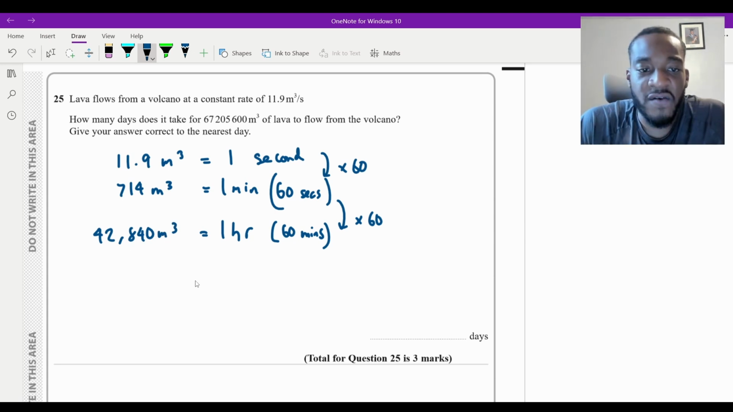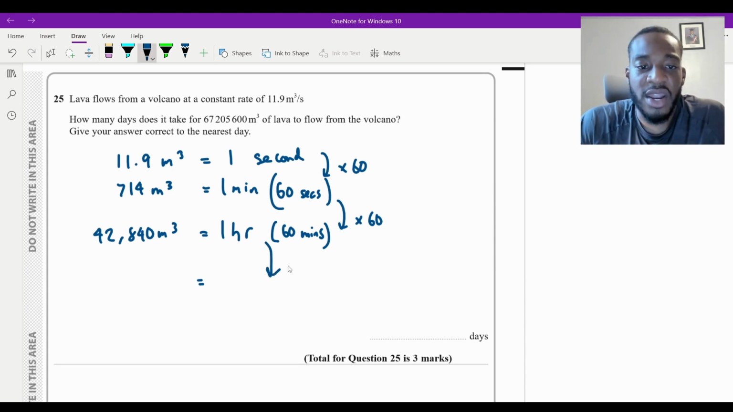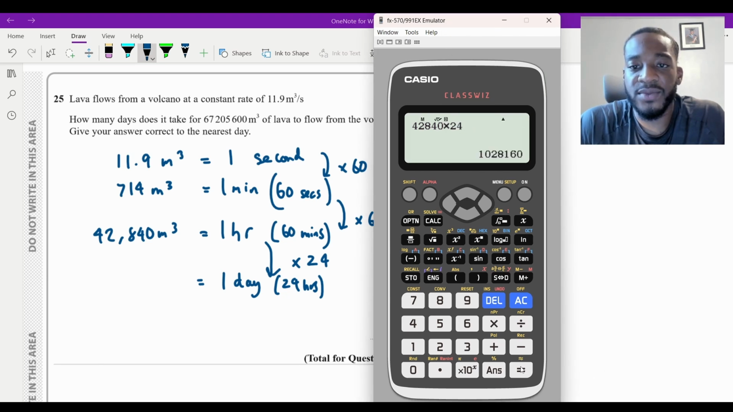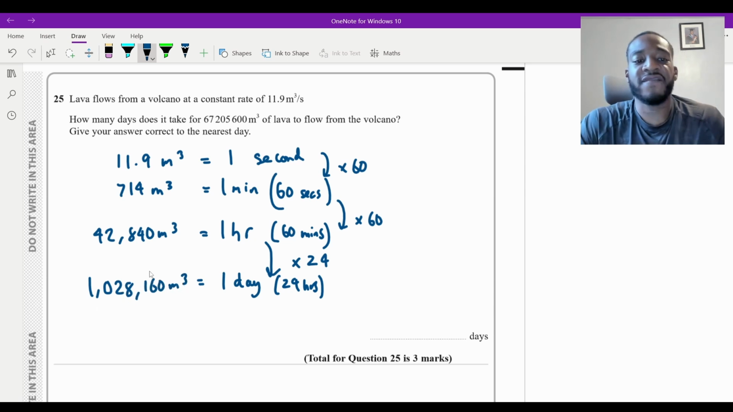Now we can figure out how much lava is thrown out per day by just doing 1 hour times by 24, because there are 24 hours in a day. So I'm going to write 24 hours here, which I know is the same as 1 day. So I'm going to work out 42,840 times by 24. This gives me 1,028,160 meters cubed of lava is thrown out every day.